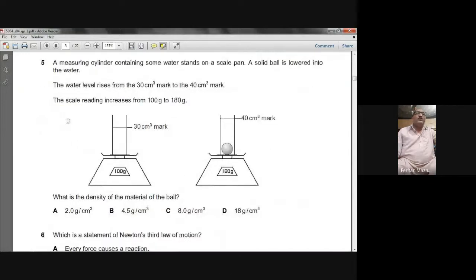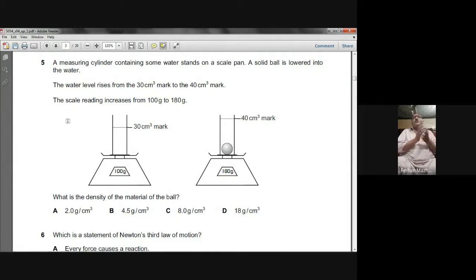Now we are on the question number 5 showing up on your screen. A measuring cylinder containing some water stands on a scale pan. A solid ball is lowered into the water. The water level rises from the 30 centimeter cube mark to the 40 centimeter cube mark. The scale reading increases from 100 gram to 180 gram.